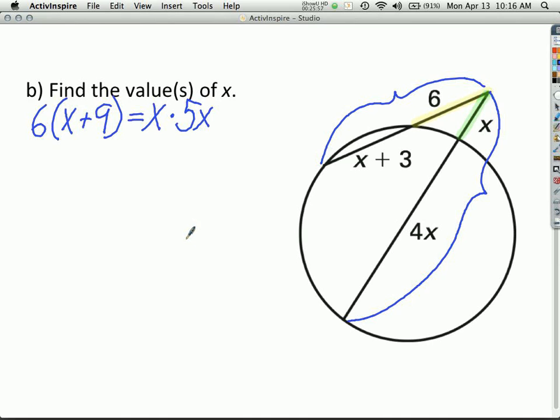So we use the relationship to set up an equation that we can then solve for the value or values of x. So go ahead and solve the equation. You don't need my guidance for that. Give me a thumbs up when you've got it.